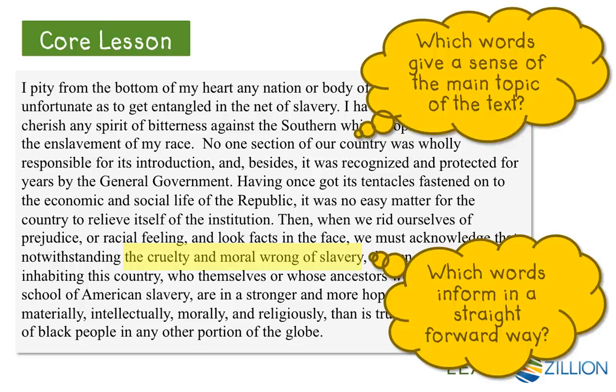So as I look through this, I see these words, the cruelty and moral wrong of slavery. That seems to me a very direct way for Washington, the author, to tell me, the reader, that slavery is cruel and wrong. Whereas these words, entangled in the net of slavery and tentacles fastened, those really give me a feeling about what Washington thinks of slavery. So those are going to go into the connotative meaning.